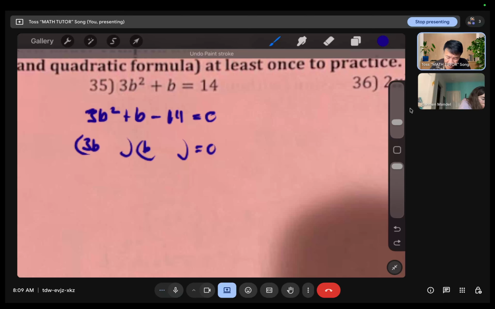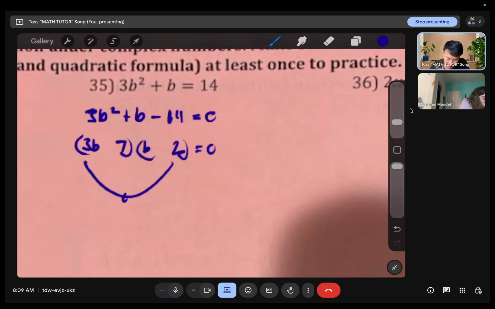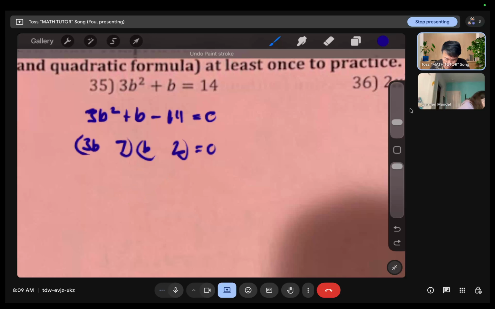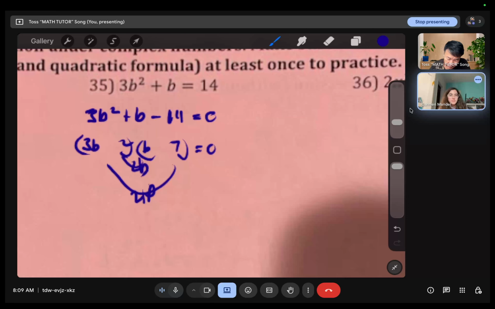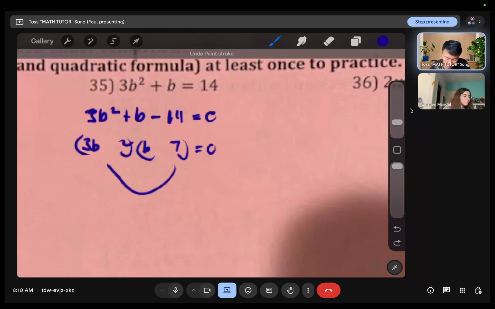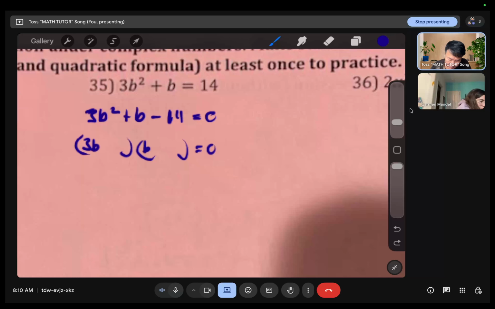The first term you can get by 3b and b. The last term you can do a 7 and 2. Let's say you do 7 and 2 here. The outer will be 6b, inner will be 7b. If I add or subtract, I can get that. Let's pretend you did it wrong, a 7 and 2 here. You know that's 21, you know that's 2b. You can never get that, so that's why you want 2 here and 7 here.